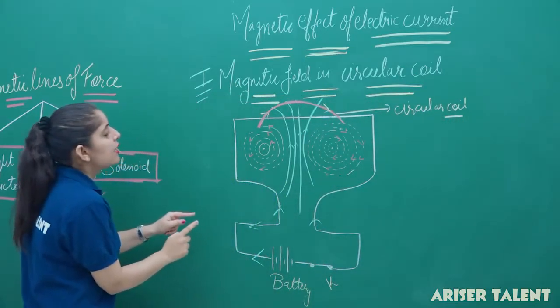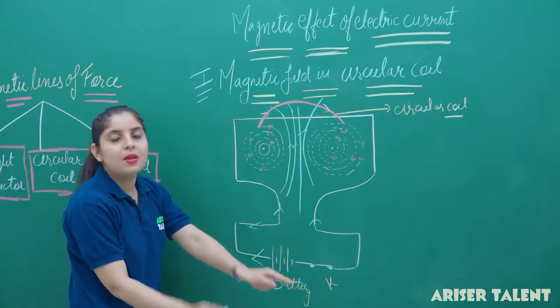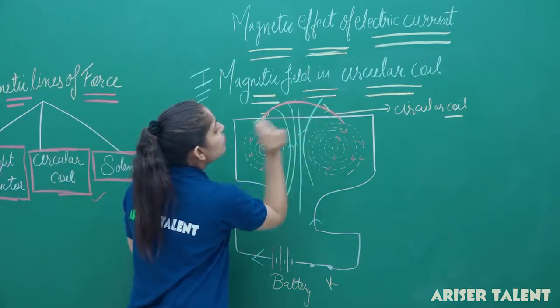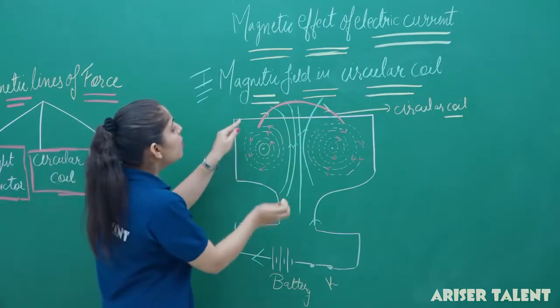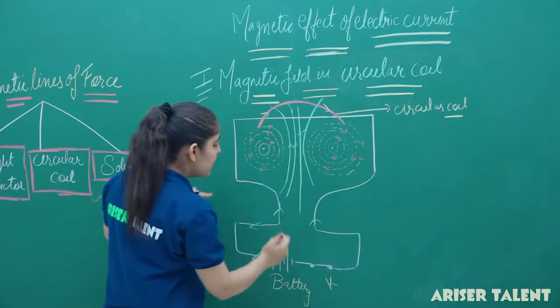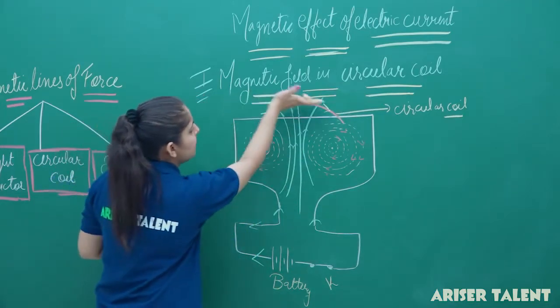What I'm trying to say is that if I connect this battery and key to the system, and when the key is closed, suppose this pink color structure that I have drawn here is a current carrying coil. Now, in this current carrying coil, the current is flowing in this direction. So I'm assuming the direction of the current is this, that is, in the anti-clockwise manner.